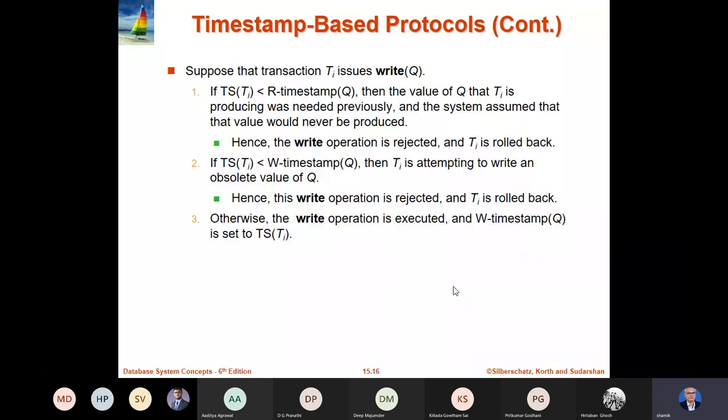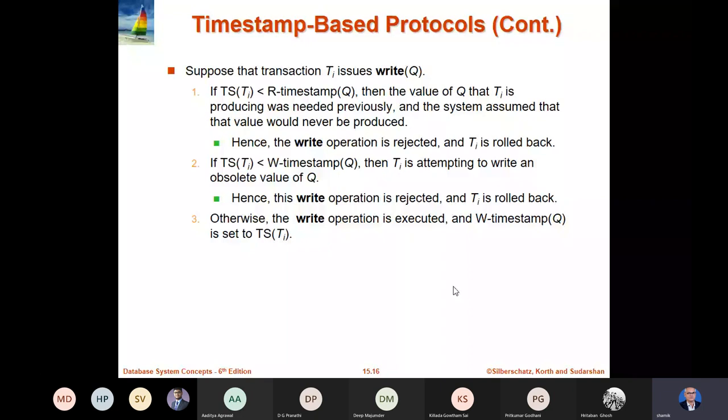So the write operation is rejected, Ti is rolled back. Similarly, if the timestamp of Ti is less than the write timestamp of Q, then Ti is attempting to write an obsolete value of Q. Another transaction has already written the value of Q, and later on Ti is trying to write, although the timestamp of Ti is less than the timestamp of the transaction that successfully wrote that value of Q and updated the write timestamp of Q. Hence, this write operation is also rejected and Ti is rolled back.